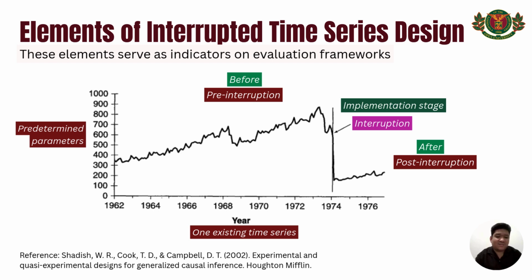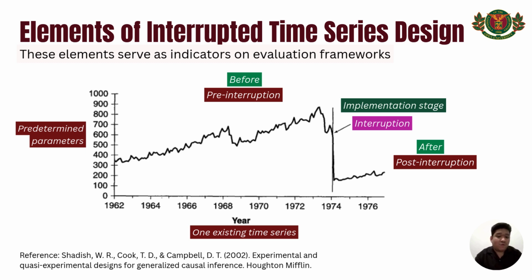For the elements of the interrupted time series design, there are a total of five elements that can be observed. Number one is the predetermined parameters, which can be the user base or the target market that we're trying to implement our policies or programs in the social mobilization framework. And then there's the existing time series, which can be observed in years or in months. And then there's the pre interruption, which is the before. So, this is usually the time when the policy or the program was not yet implemented, and how the user base is responding to the following programs.